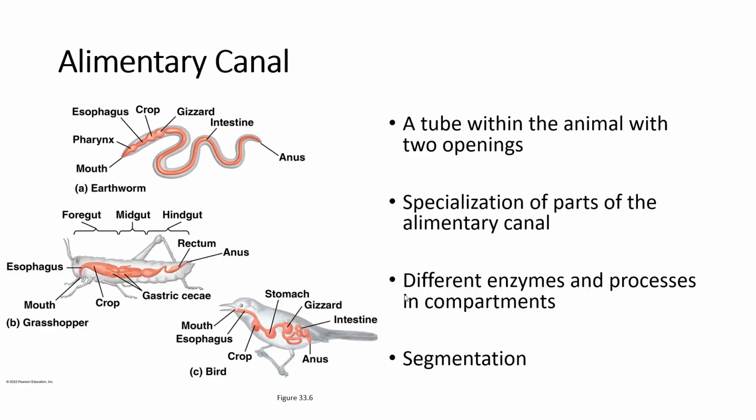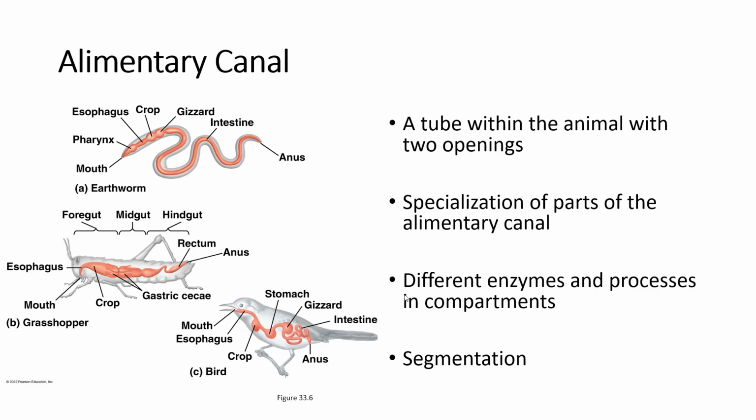Two holes with a tube between them are known as an alimentary canal, and that is found in earthworms, insects, and all fish and fish products. There are specializations of parts of the alimentary canal. You may remember how segmentation allows the segments to have different functions. Well, segmentation of an alimentary canal allows things to have specialized functions in terms of ingestion, digestion, absorption, and elimination.